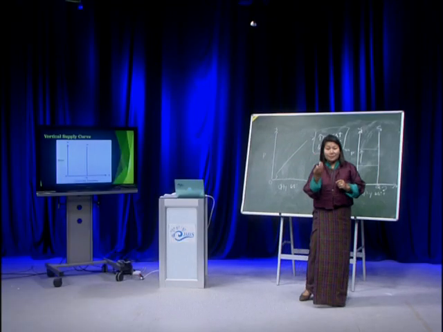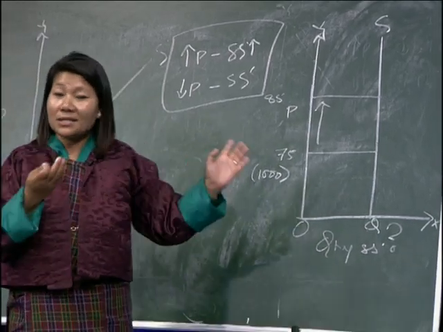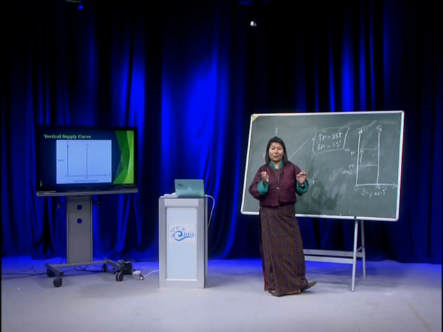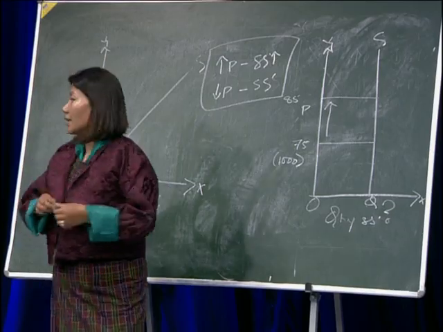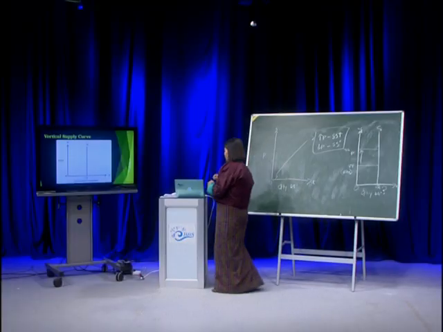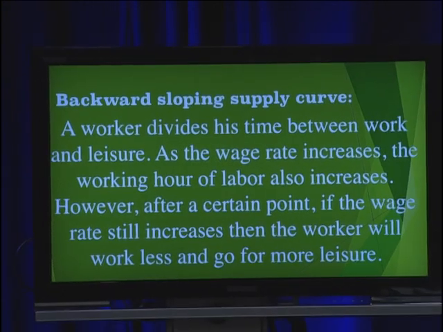So that's why exceptional means, it doesn't mean it cannot happen. It can happen. But is it normal? Not at all normal. Does it happen every day? It doesn't happen every day. Exceptional. Once in a while it's happening. All right? So that's with the vertical supply curve. Let's move on with the second exception to the law of supply.